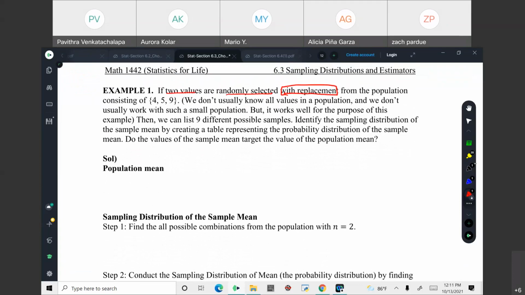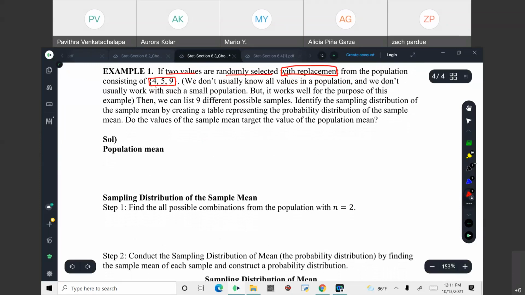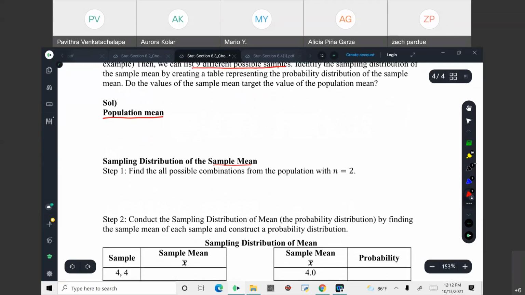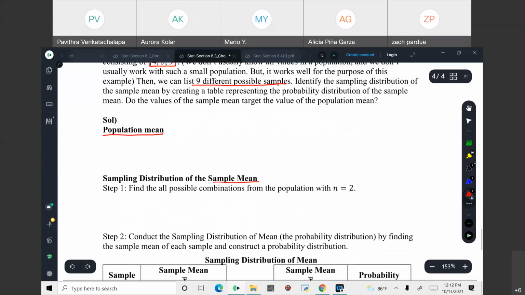Now you're supposed to pick two numbers from the total population, and this is the total population. Now we need to list 9 different possible samples, which means we need to build up a sample space, and then we need to calculate the population mean and the sample mean. Okay, let's do that.